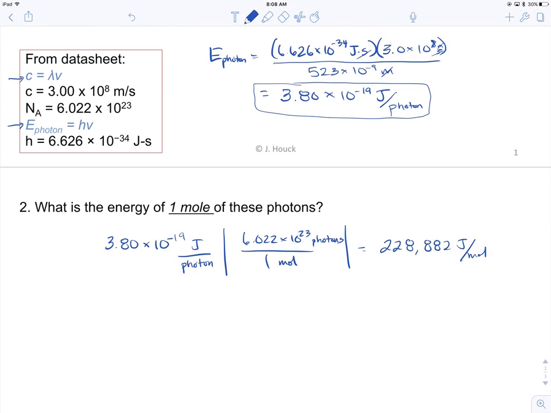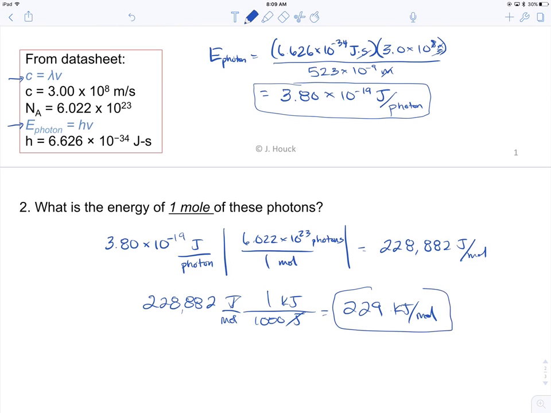So to take 228,000 to kilojoules, we're going to divide by 1,000 joules, and we will get, after rounding for significant figures, 229 kilojoules per mole. And so that is the answer we're looking for.